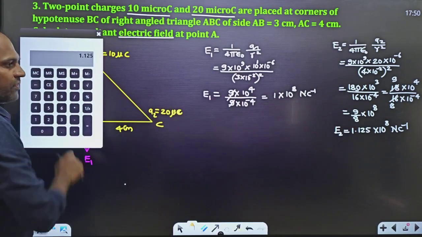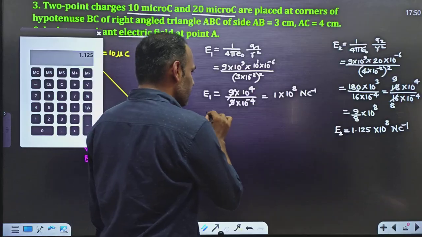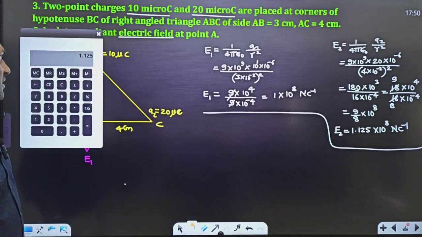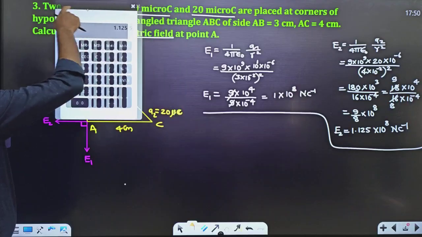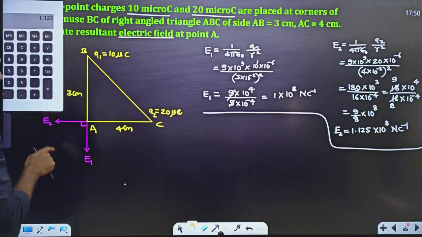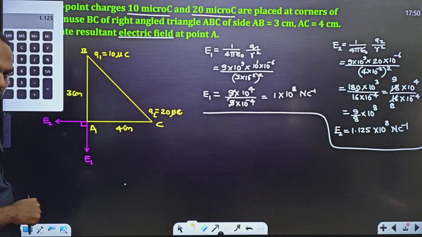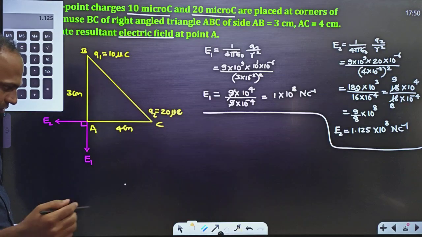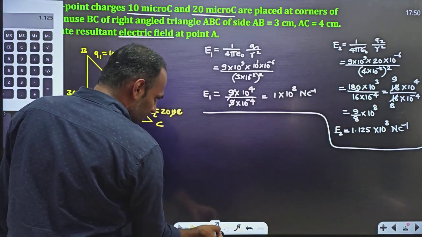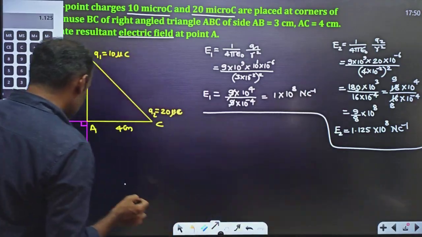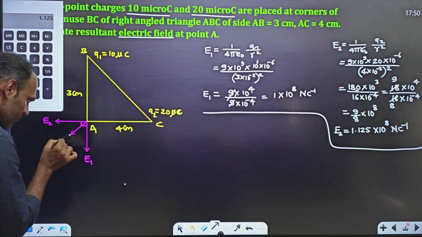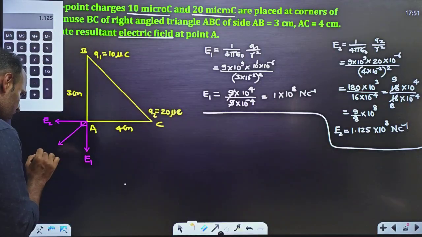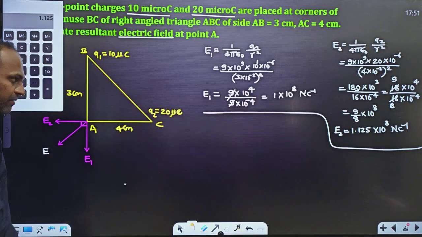Now, next we have to calculate the resultant electric field at point A. See how many electric fields are there? E1 and E2. There are two electric fields at point A. They are perpendicular to each other. If they are perpendicular to each other, the resultant will be in between them like this. This is how the resultant will be. And this resultant I will write as E.